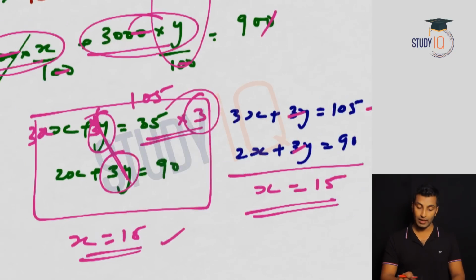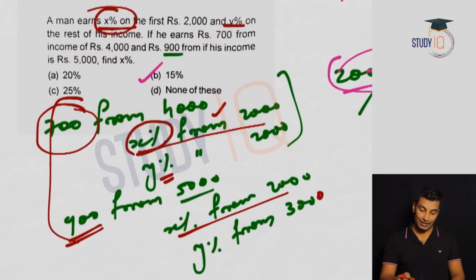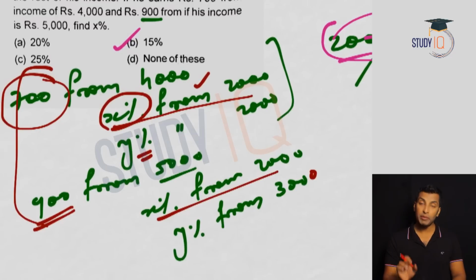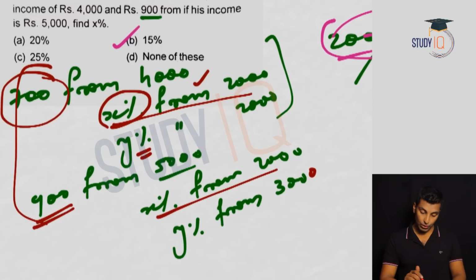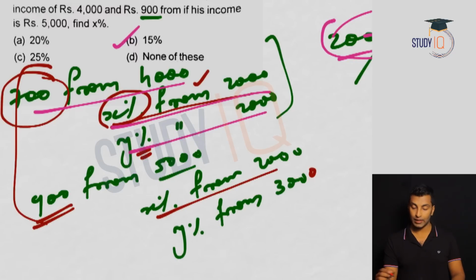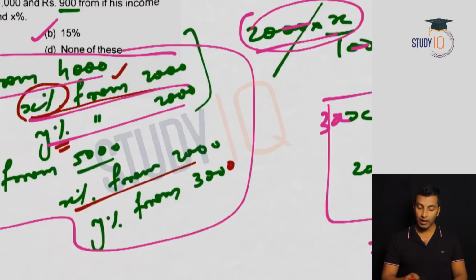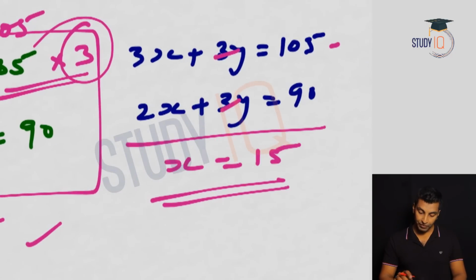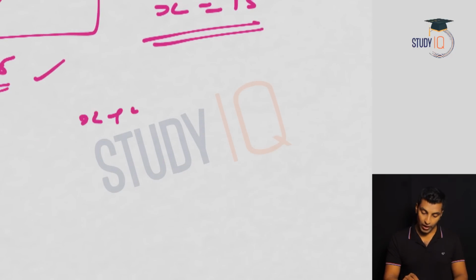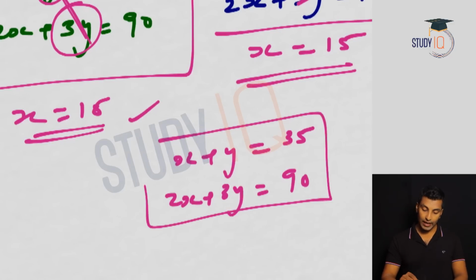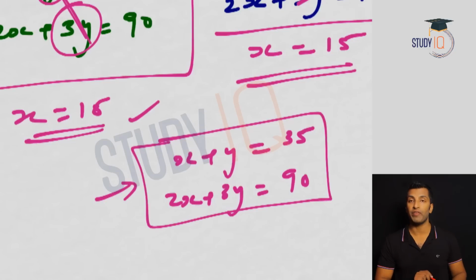So I hope this is clear. So very simple. This is understanding from the question. This is a '97 question. Nowadays you won't find this kind of question, but still this will be a part of the question. So this is how you will understand the question. Once you are able to interpret in this way, this is going to be very easy. X plus y is equal to 35 and 2x plus 3y is equal to 90. Once it is reduced to this level, this is going to be very, very easy.